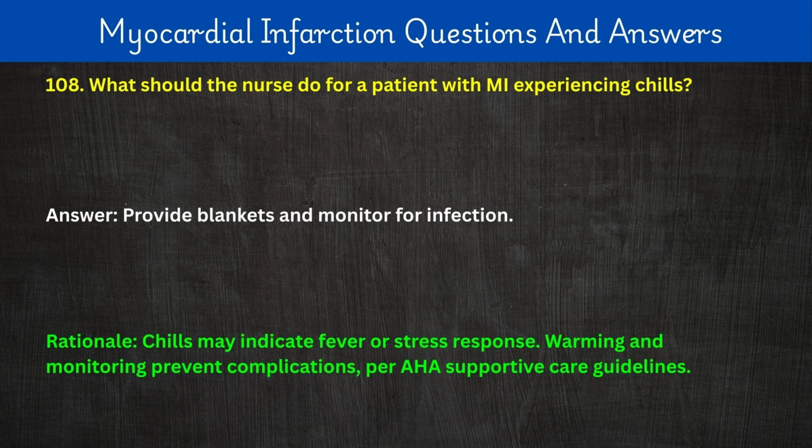108. What should the nurse do for a patient with MI experiencing chills? Answer. Provide blankets and monitor for infection. Rationale. Chills may indicate fever or stress response. Warming and monitoring prevent complications, per AHA supportive care guidelines.